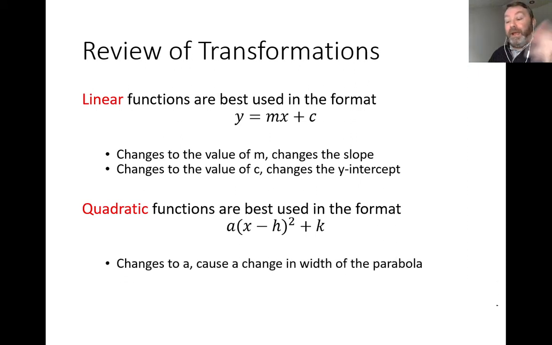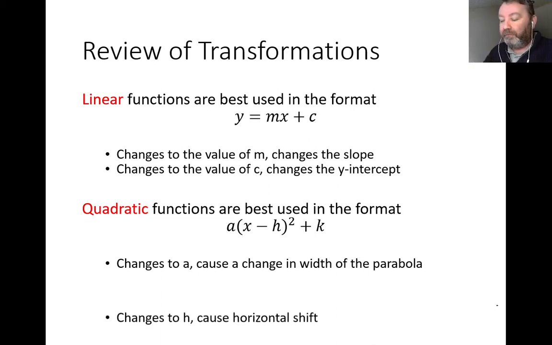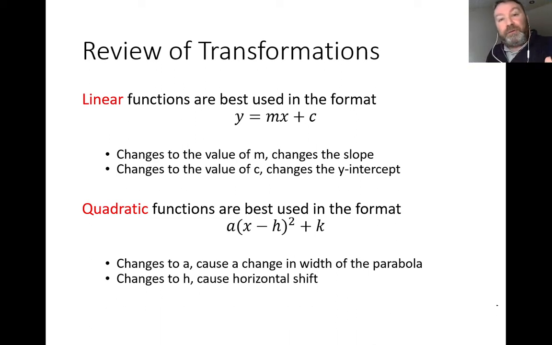So changes to a cause a change in the width, and again, the higher the value of a, the closer the arms of the graph will be to the y-axis. Or another way to say that, the higher the value of a, the narrower the graph. Any changes to h, because h represents the horizontal position, move the graph horizontally. And finally, if you change the value of k, you will cause a move vertically.